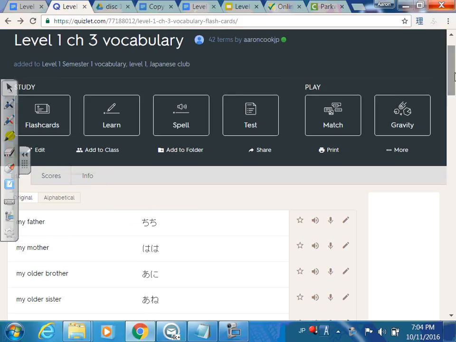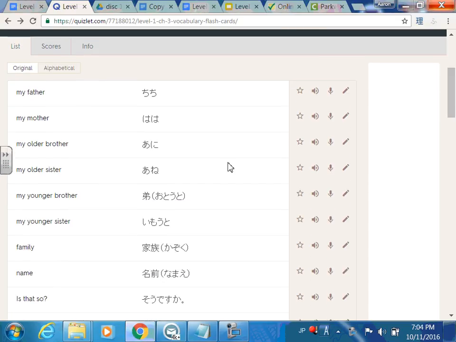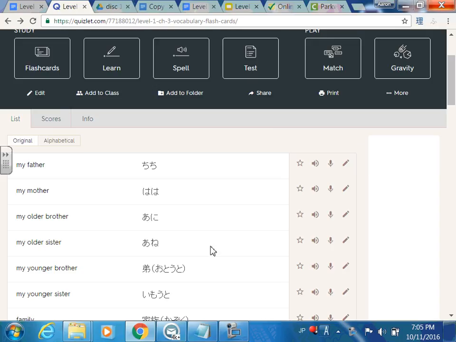This is vocabulary for Chapter 3. As you'll notice, there's a separate set of terms for your own family members as well as someone else's. This is a big part of Japanese culture. This is a concept that is sometimes called the in-group versus the out-group. When you're talking about your own in-group, in this case your own family, you use a different set of terms than you do when talking about someone else's own family.